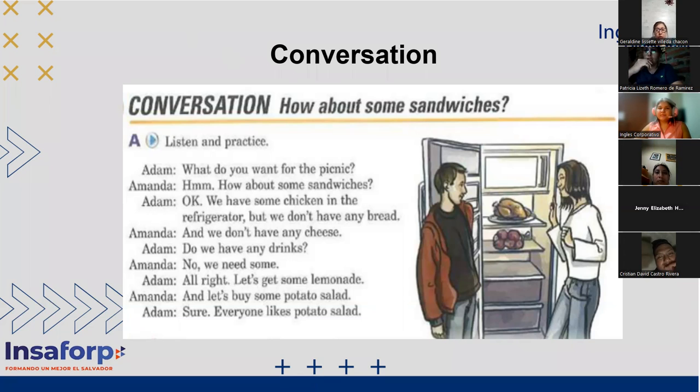What do you want for the picnic? How about some sandwiches. Okay, we have some chicken in the refrigerator, but we don't have any bread. And we don't have any cheese. Do we have any drinks? No, we need some. All right, let's get some lemonade. And let's buy some potato salad. Sure, everyone likes potato salad. Okay, very good.